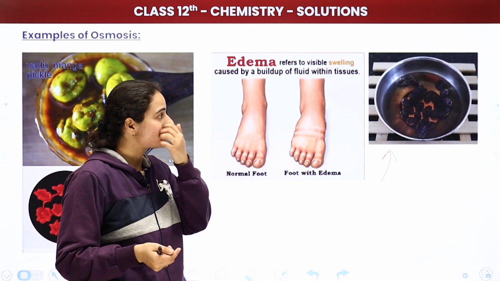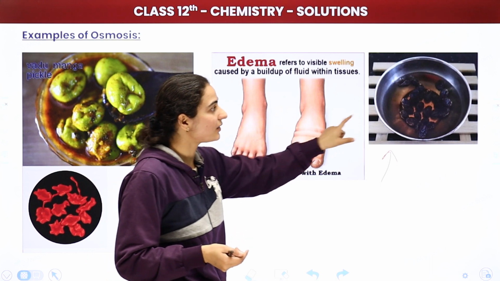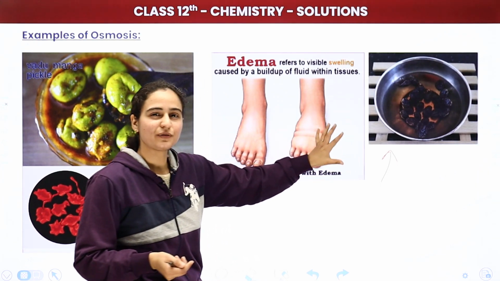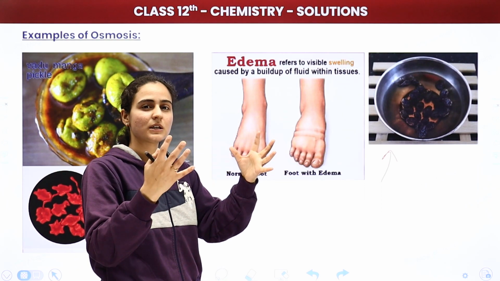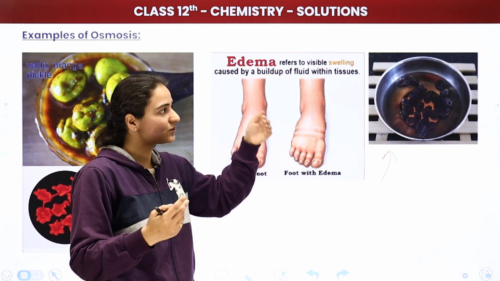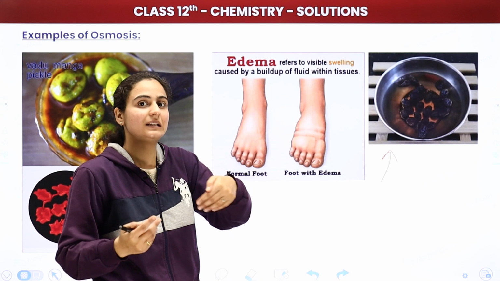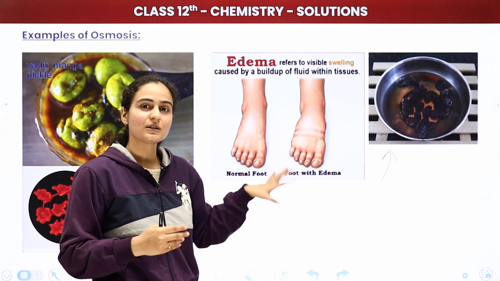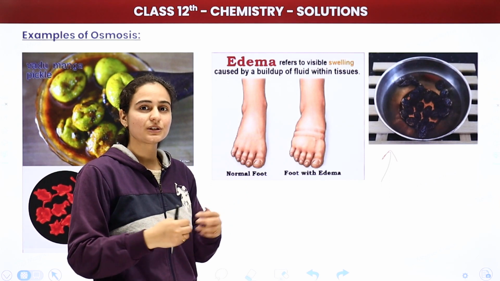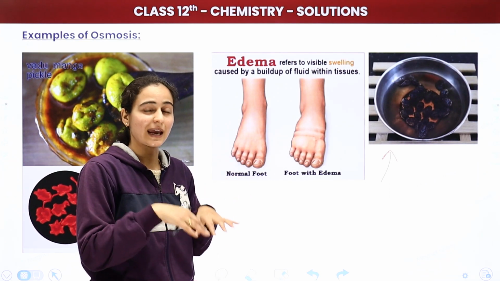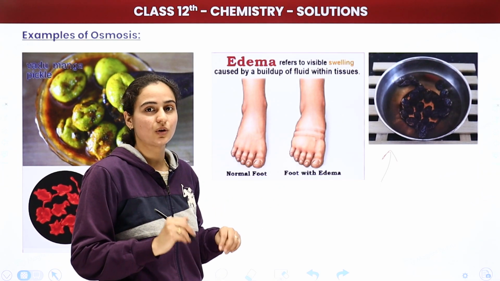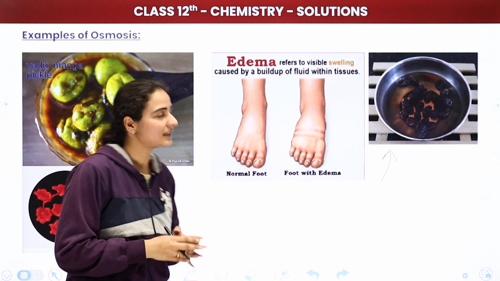In this image, we can see that raisins are kept in water. So what will happen after some time? We'll observe that they have swelled. Why? Because water has entered these raisins via SPM. So this is known as endoosmosis, because water is entering inside here, right? So that is an example of endoosmosis. I hope this is clear.